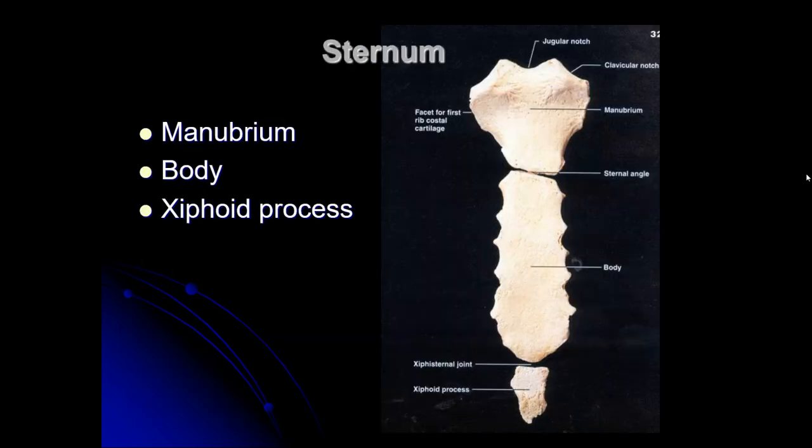The sternum looks a lot like a man's tie. It has three sections to it. One section, which looks like the knot of a man's tie, is the manubrium. Another section, which looks like the long hanging part of a man's tie, that's called the body. And at the very bottom, there's a narrowed thing, which is called the xiphoid process.